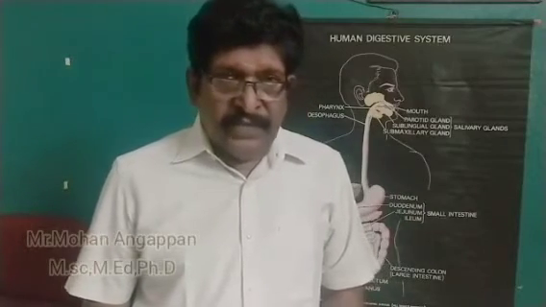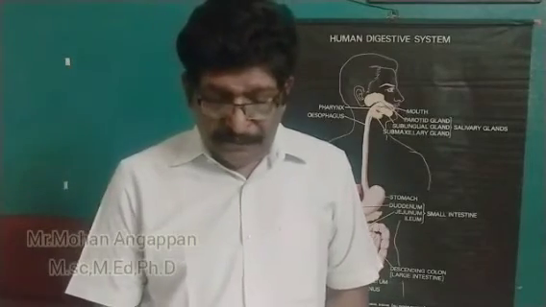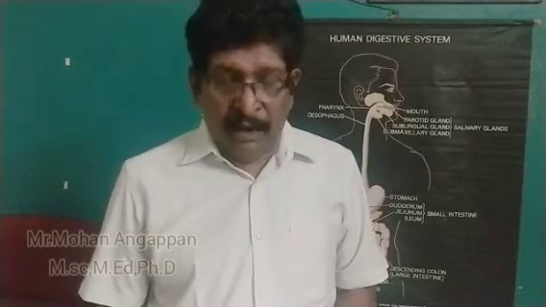Next we come to the liver. The liver is the largest gland present in the human body. It weighs about 1.2 to 1.5 kg. Of the total body weight, 1/40th is the weight of the liver. It has got 2 lobes and each lobe is further divided into lobules. The lobules are the structural and functional unit of the liver.